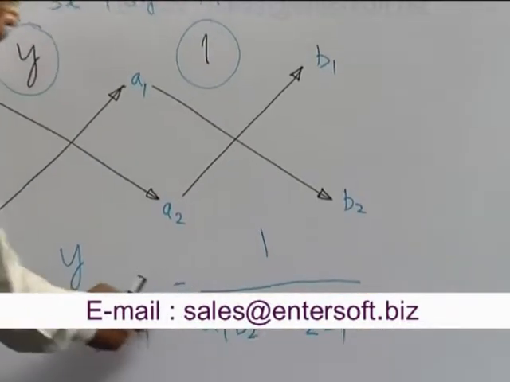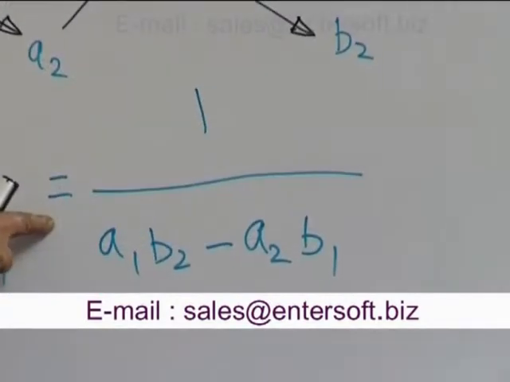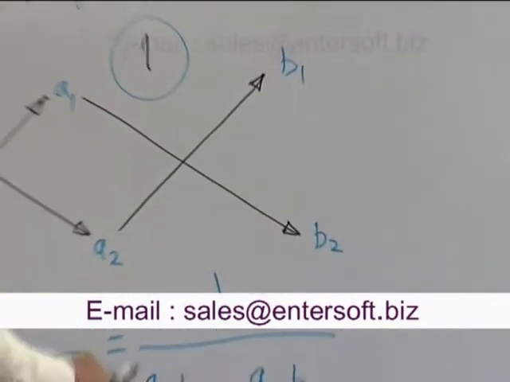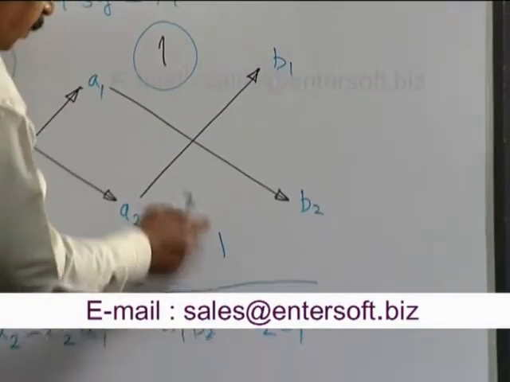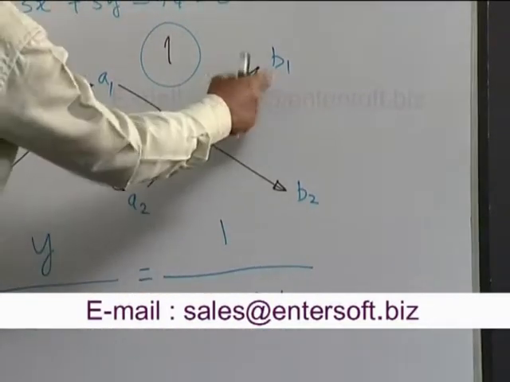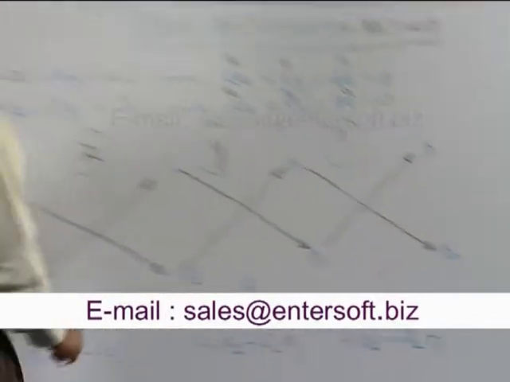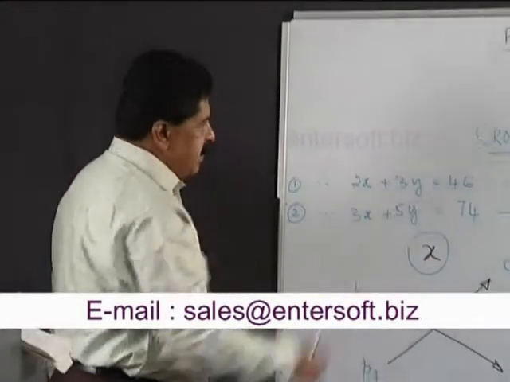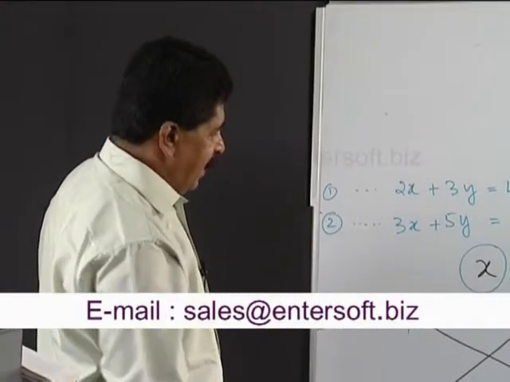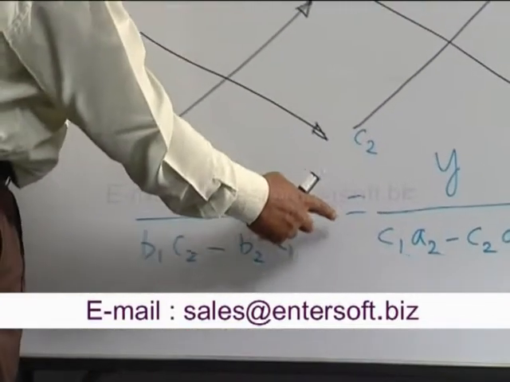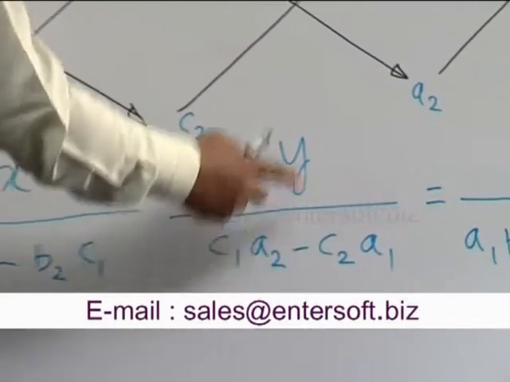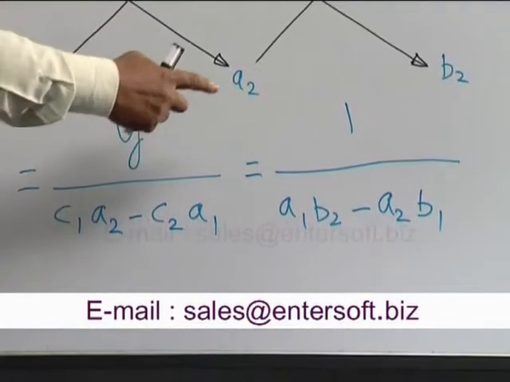Okay? This is equal to 1 divided by A1 B2 minus A2 B1. So, we have got one comprehensive formula here. X divided by B1 C2 minus B2 C1 is equal to y divided by C1 A2 minus C2 A1 is equal to 1 divided by A1 B2 minus A2 B1.